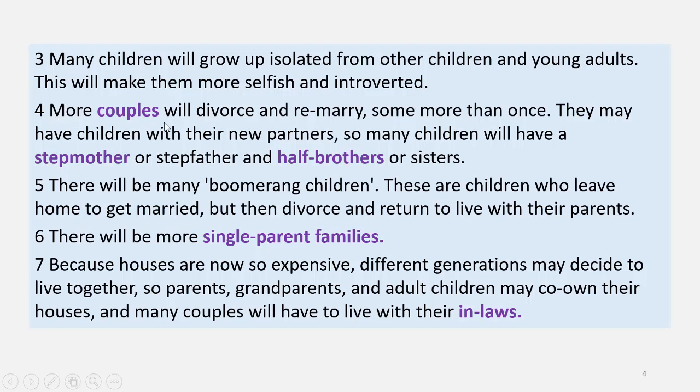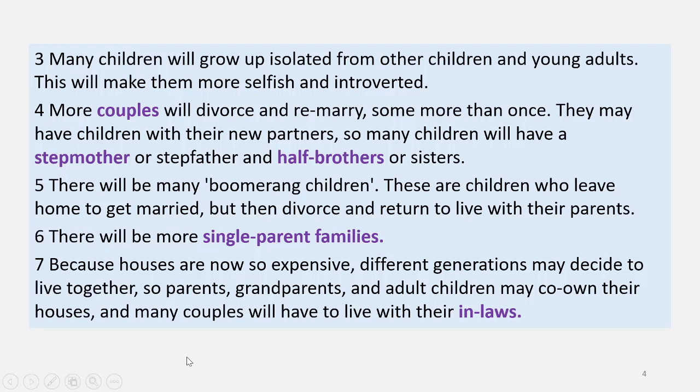Number 4, more couples will divorce and remarry. Some more than once. They may have children with their new partners. So many children will have a stepmother or stepfather and have stepbrothers or stepsisters. Number 5, there will be many boomerang children. These are children who leave home to get married, but then divorce and return to live with their parents. Number 6, there will be more single-parent families.